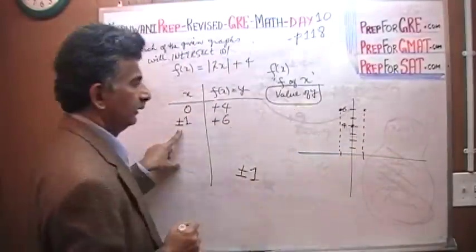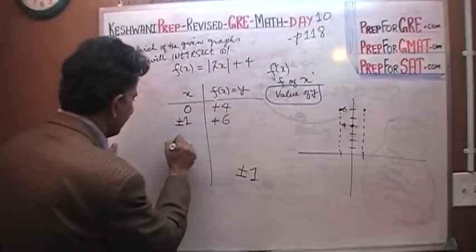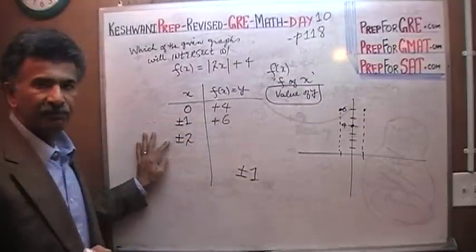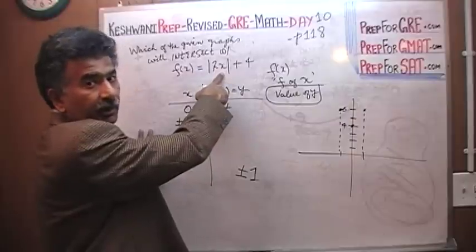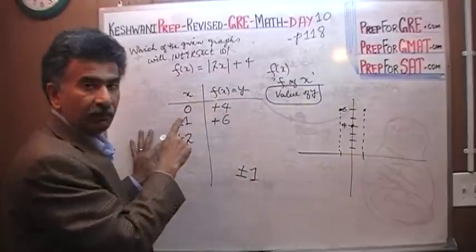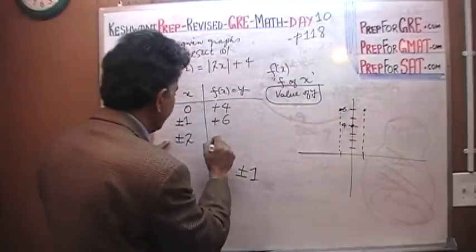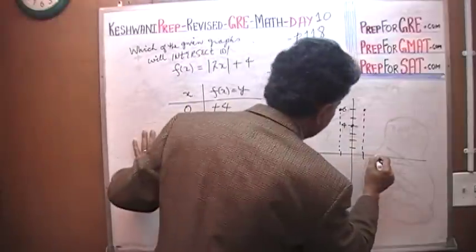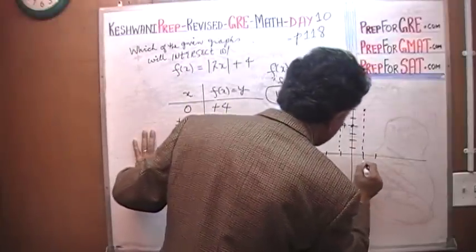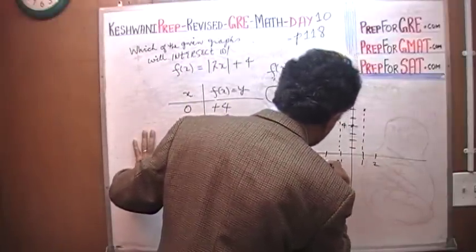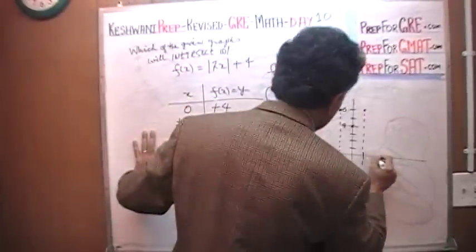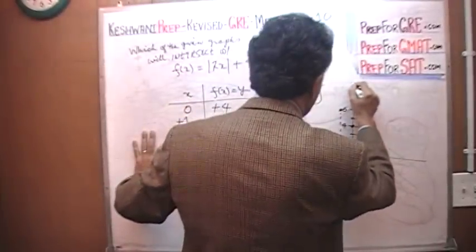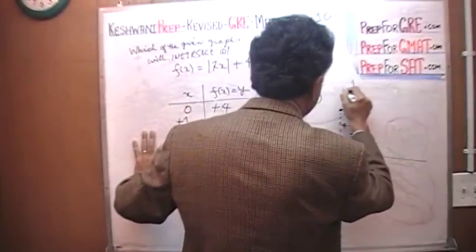Right here. Let's see what happens when x equals positive or negative 2. When x is positive or negative 2, 2 times 2 is 4, either positive 4 or negative 4, it doesn't matter because the absolute value is going to be positive 4. 4 plus 4 is 8. So when x is 2, positive 2 or negative 2, y we see is 8. So here we have 7 and 8.